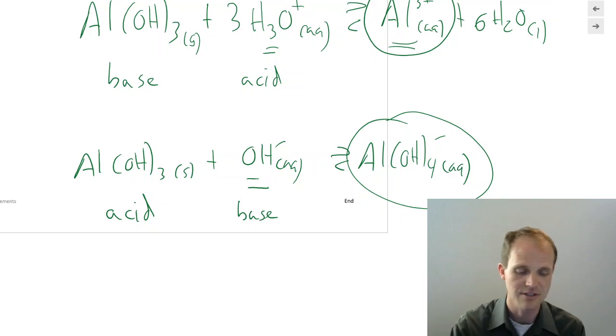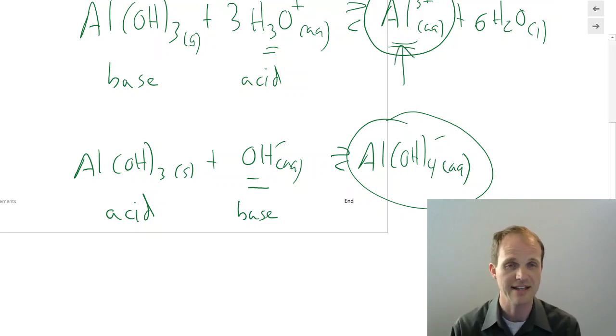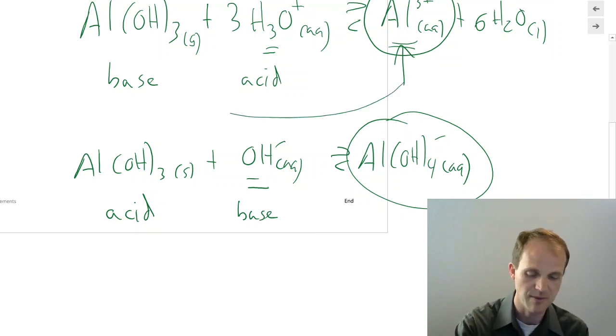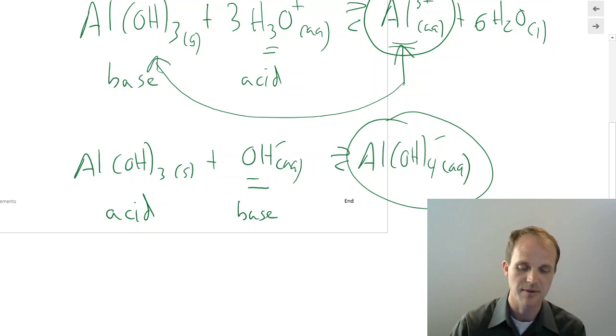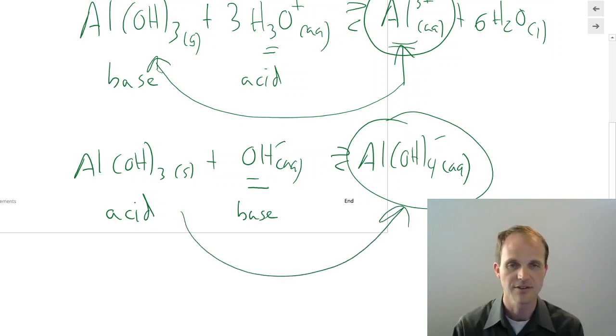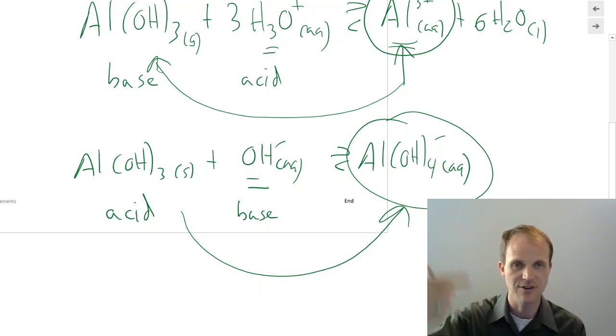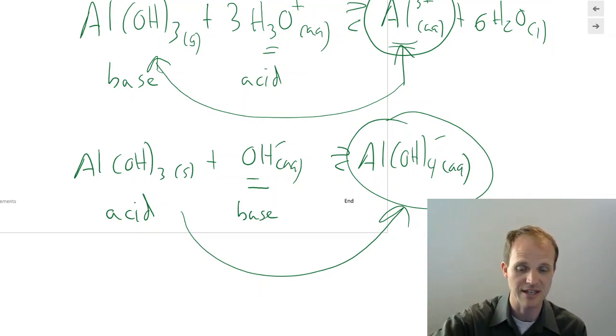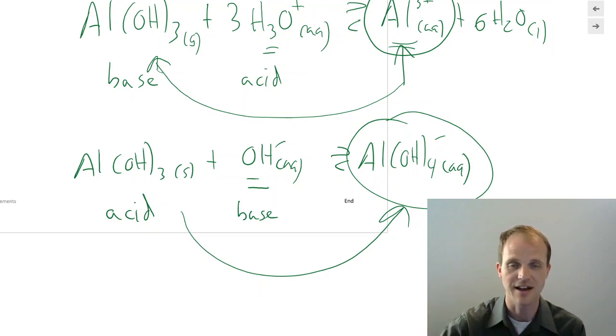What's even really cooler, right? Theoretically, if you start with aluminum 3+ and you start adding hydroxide, eventually what you should make is this guy. But then if you keep adding hydroxide, you should make this guy. So what you could actually do is titrate with hydroxide, start with an aqueous solution, get a solid precipitating out, the aluminum hydroxide, and then keep going, and you'd actually get the ion complex at the end, which is kind of some neat chemistry.